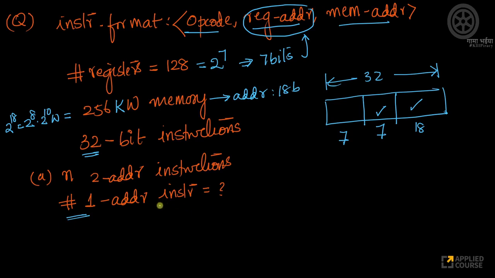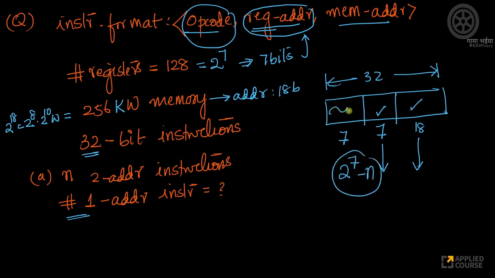Now there are 2 ways to think about it, right? Look at this. My opcode, register address and memory address. I have n 2 address instructions. So how many 2 address instructions can I have? 2 power 7 here. I can have 2 power 7 with 7 for register and 18 for my memory address, right? Of these 2 power 7, n of them are taken by 2 address instructions. So minus n. This is what is left in these 7 bits for me.